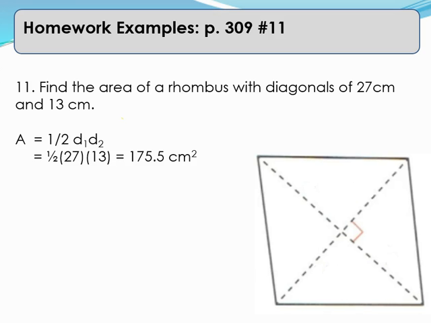Here's an example of how to solve. This is a simple find the area of a rhombus. It has a diagonal of 27 and a diagonal of 13. We substitute the values into the formula, multiply them together, divide by 2, and we have 175.5 centimeters squared.